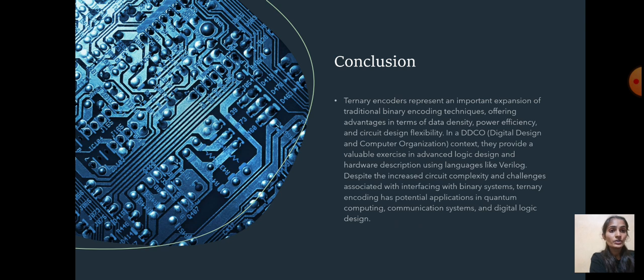Now we are at the end of the concept, giving the conclusion on ternary encoders. Ternary encoders represent an important expansion of traditional binary encoding techniques, offering advantages in terms of data density, power efficiency, and circuit design flexibility. In a DDCO context, they provide a valuable exercise in advanced logic design and hardware description using languages like Verilog. Despite the increased circuit complexity and challenges associated with interfacing with binary systems, ternary encoding has potential applications in quantum computing, communication systems, and digital design.